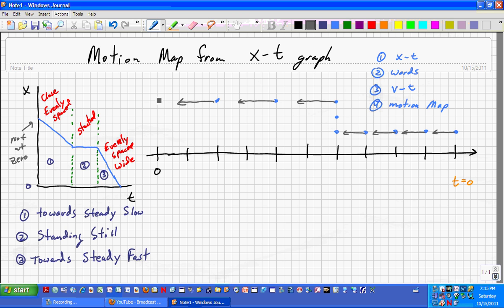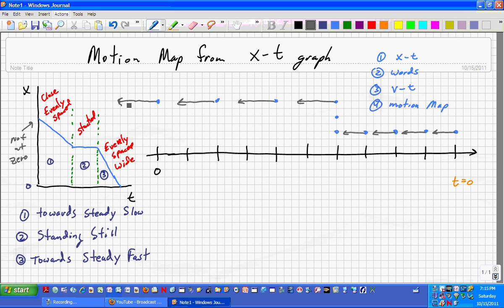Again, at the end, we don't know what it's doing after this point. It could continue to move on, past the origin, could pass where it started. I usually just give it the same motion that it's been moving with prior to this. Oops, that's too long. Let's try that again. That's 1, 2, 3, 4, 5. There we go. And that's our motion map.